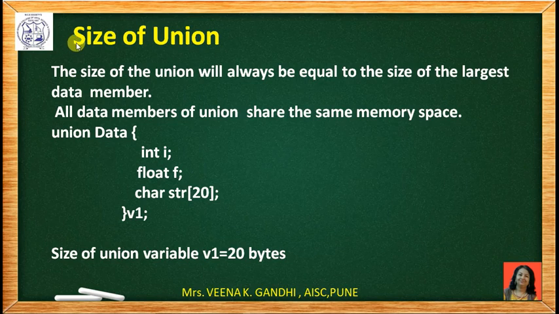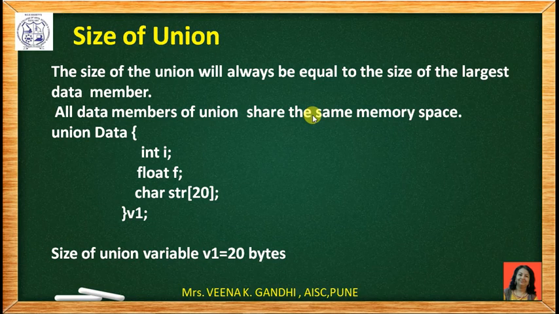Next topic, size of union, or how to find size of union variables. As you know, in structures, the compiler will allocate the memory for each and every member of the structure. So the size of a structure variable is the sum of the sizes of each data member. But in a union, the size of the union will always be equal to the size of the largest data member. So size of union is equal to what? Size of the largest data member defined in a union, because all data members of the union share the what?